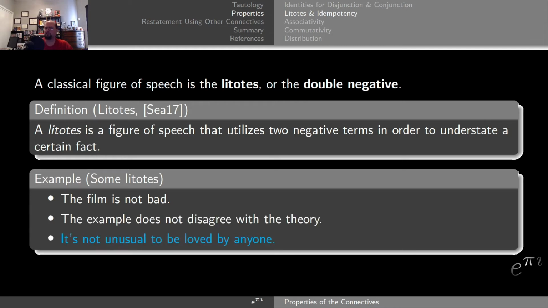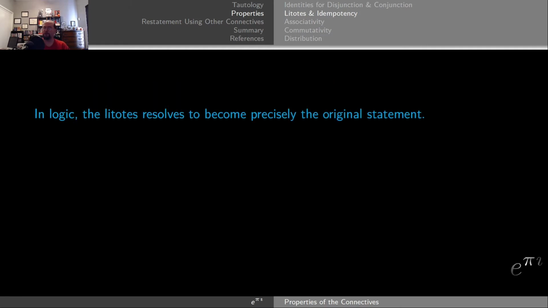Lastly, you see this in song lyrics as well. It's not unusual to be loved by anyone. This is an understatement of the fact that there is some usuality to this. In logic, the litotes resolves to become precisely the original statement, not some kind of understatement of it.